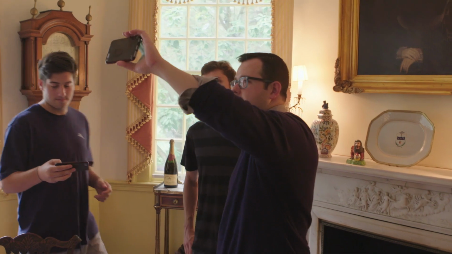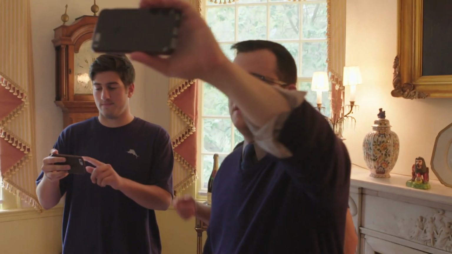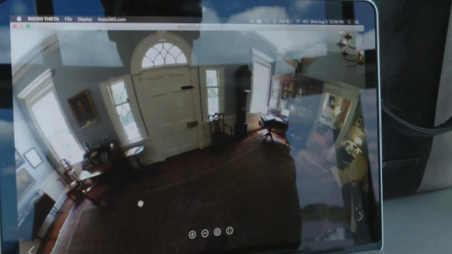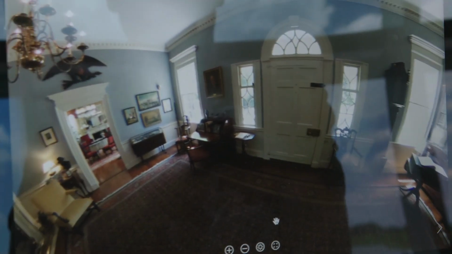Liberty Hall 360 is a reenactment of the marriage of John Jay and Sarah Livingston. So the purpose of this project is to leverage the capabilities of VR and 360-degree video and place our viewer in the point of view of a guest that would have been in the wedding.